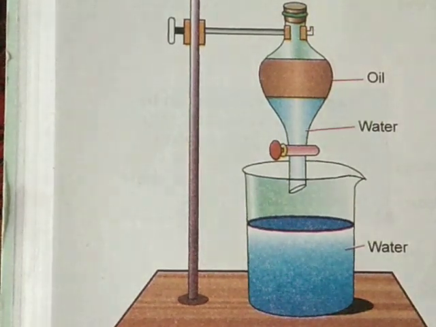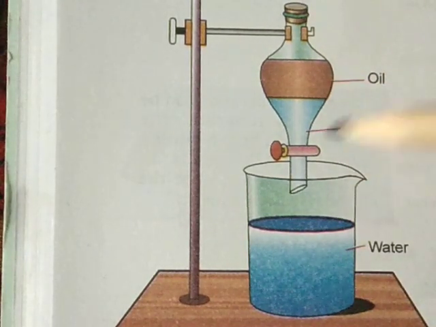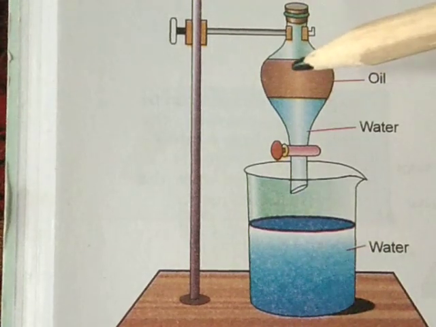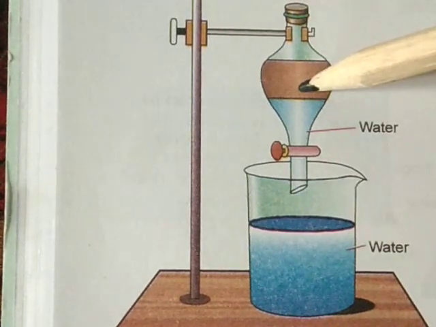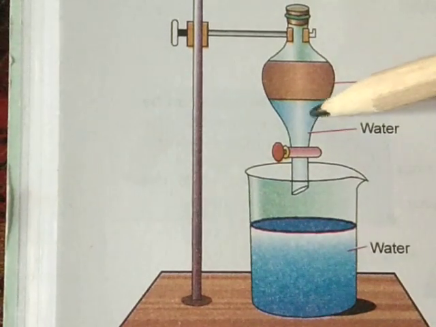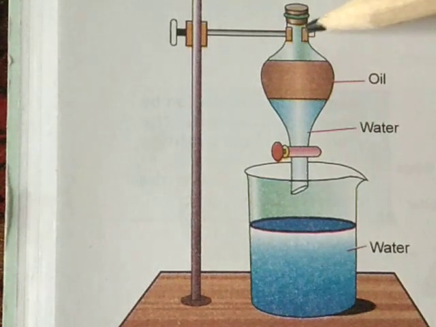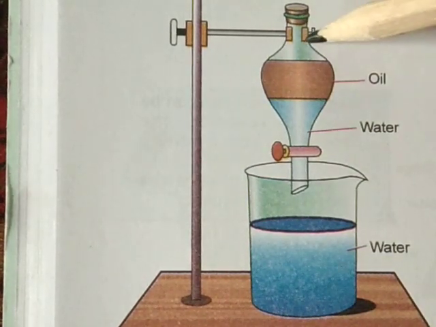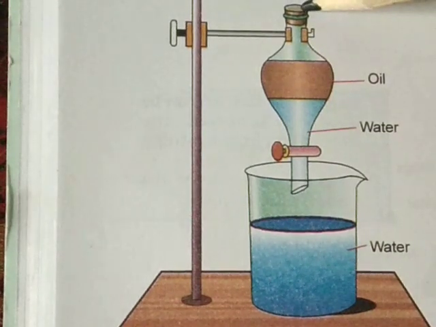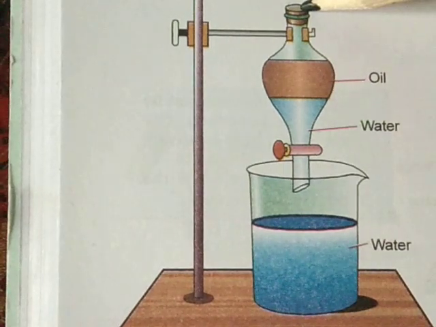This is a separating funnel, this one. Here we separate a liquid mixture of kerosene oil and water. This separating funnel is made of glass, and it is provided with a stop cork, at the upper side, this one, or a tap.